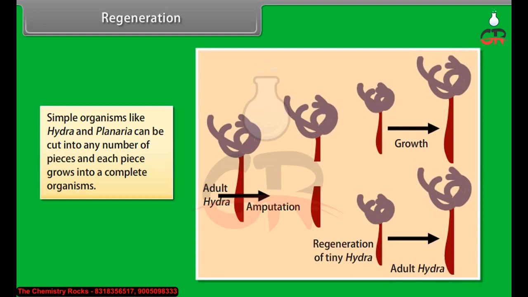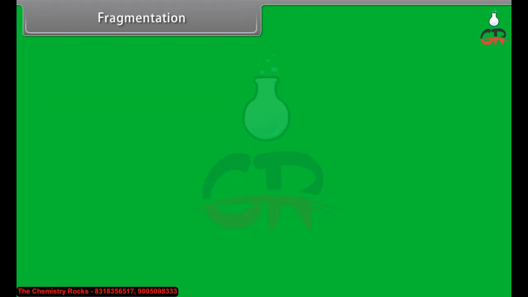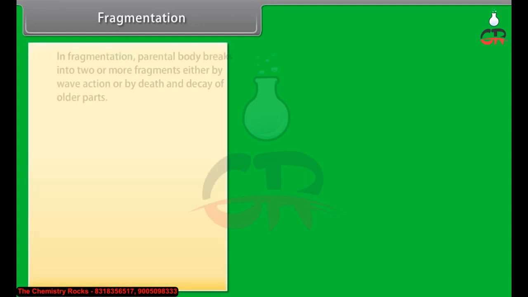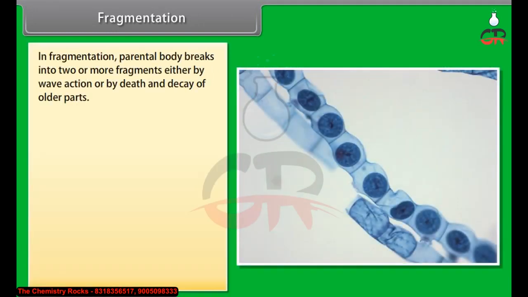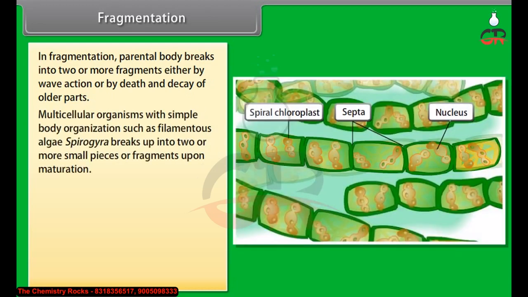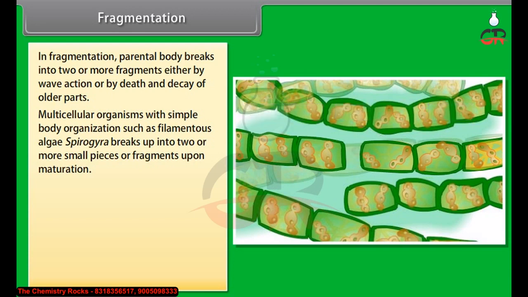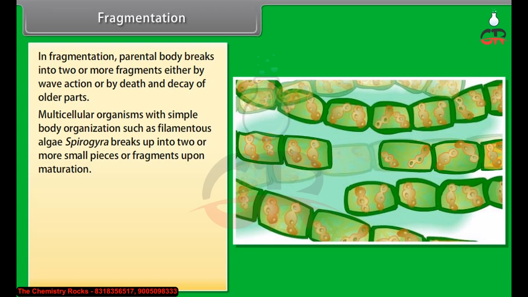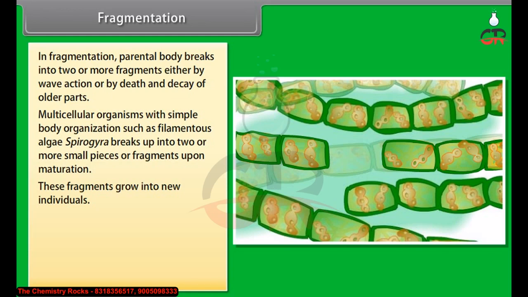Fragmentation. In fragmentation, the parental body breaks into two or more fragments, either by wave action or by death or decay of older parts. Multicellular organisms with simple body organization, such as the filamentous alga Spirogyra, break up into two or more small pieces or fragments upon maturation. These fragments grow into new individuals.